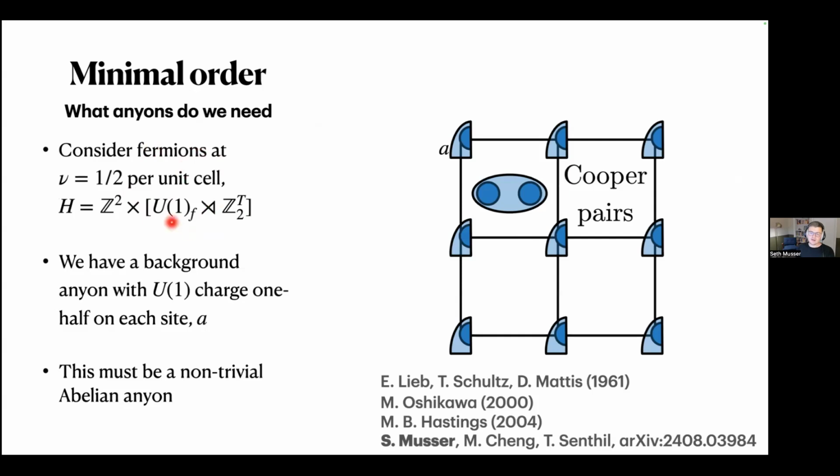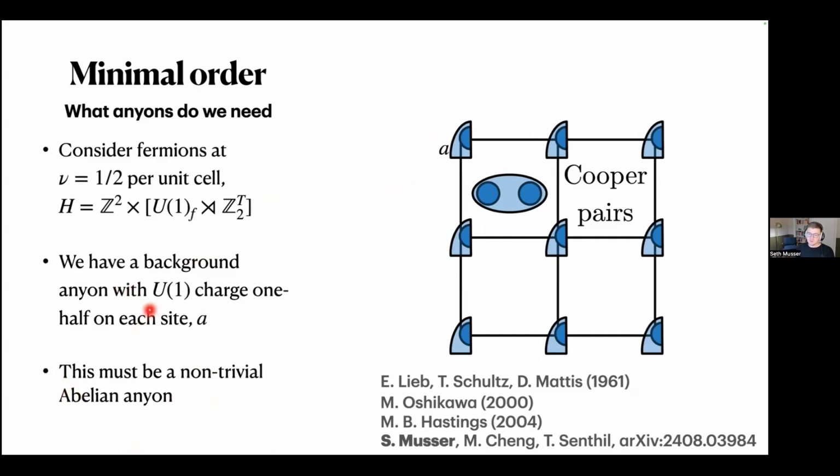Okay, so we're going to again go back to our fermions at half filling per unit cell, and we'll think about our symmetries being translation, U1, and I'm going to throw in time reversal, just because we know from experiment that there's no signs of time reversal breaking in these TMD setups. Okay, so those are our symmetries and filling. And I have our Cooper pair construction just to remind you what system we're thinking about. Okay, so we know that we have our background anyon with U1 charge 1/2 on every site, which we call A. That comes from that LSM-OH argument.